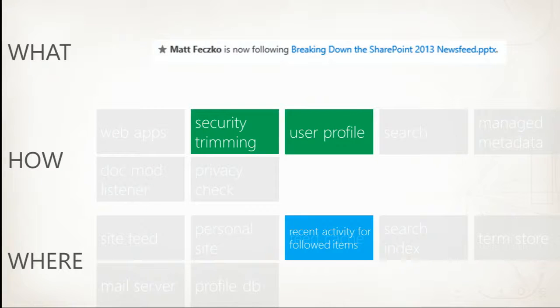Essentially, we understand that there are going to be some posts in the feed that have URLs, like the one that we see here, and we want to make sure that I have access to that resource, to that document, to that site, before we even show this in my feed. So if I don't have access to breaking down the newsfeed, it'll be as if that post doesn't exist, even if I'm following Matt like I am.